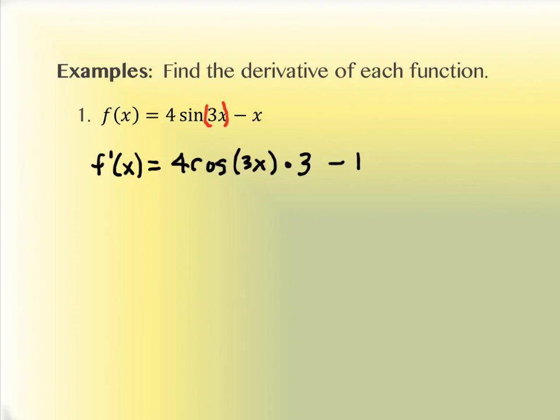So the simplification step that we already mentioned is simply to write this as 12 cosine of 3x. You can put the parentheses around the 3x or not, and then minus 1. Any questions on that one? It's a pretty basic one to start with, but it's going to get complicated pretty quickly with the next one.